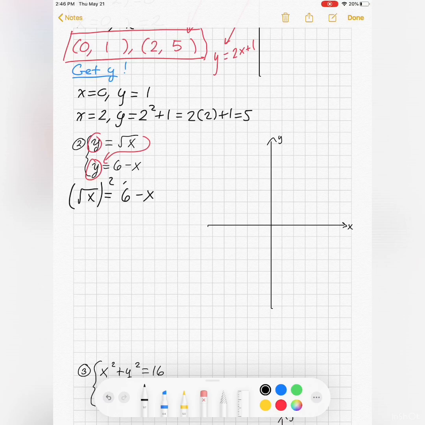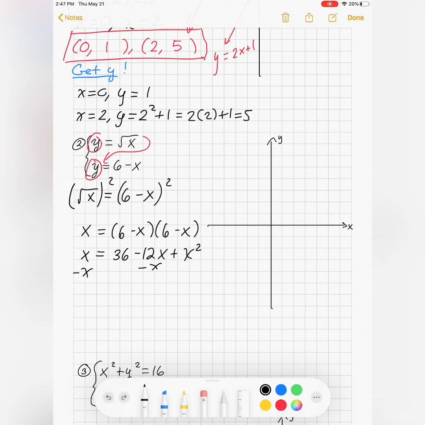So to solve this, let me try squaring both sides. Now on the right, I actually have to do a FOIL. It's 36, let's see, minus 6, minus 6, minus 12x. Okay, this is quadratic. So set it to 0. So let me rearrange. I'll have x squared minus 13x plus 36 is 0.